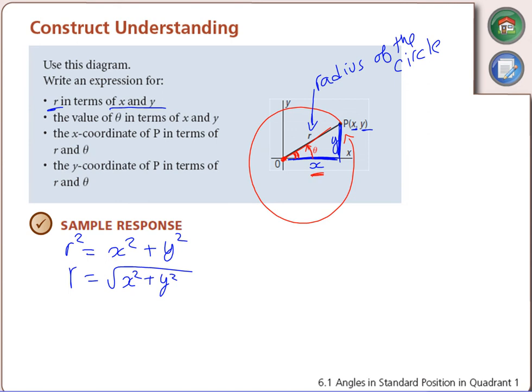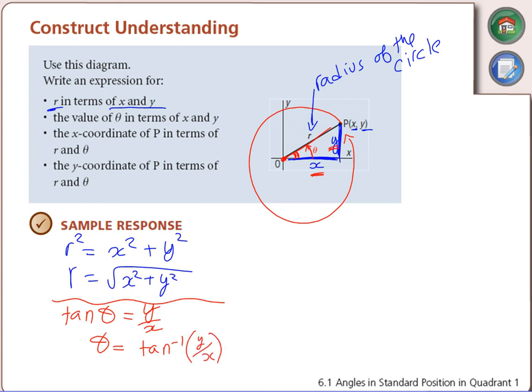So the value of theta in terms of x and y. Hey, we've got x, we've got y. Those are opposite and adjacent. We're going to talk about the tan ratio. So we've got the tan of theta is equal to opposite, which is y, over the adjacent, which is x. But we want theta, not tan of theta. Got to take it to the other side. Inverse tan of y over x.